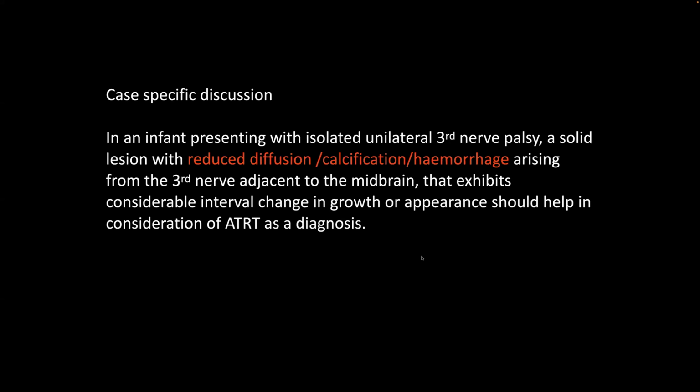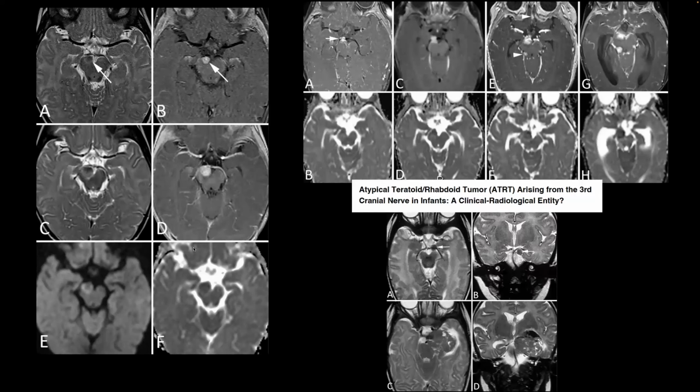This case, the companion case, was a case of third nerve ATRT, and the main clues were restricted diffusion, calcification, hemorrhage, and especially the considerable interval change in growth in the follow-up scans within a 3-week period. And again, there was a similar paper which also had a description of these lesions.